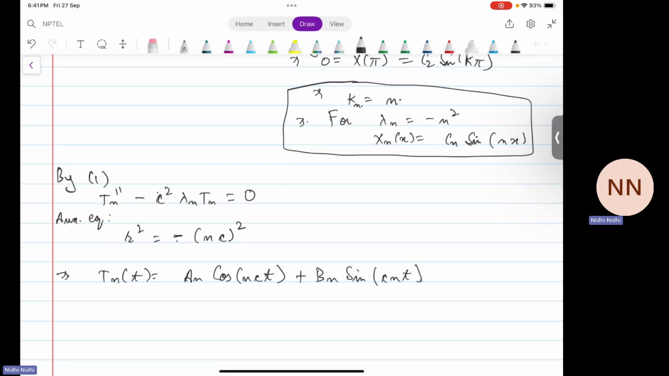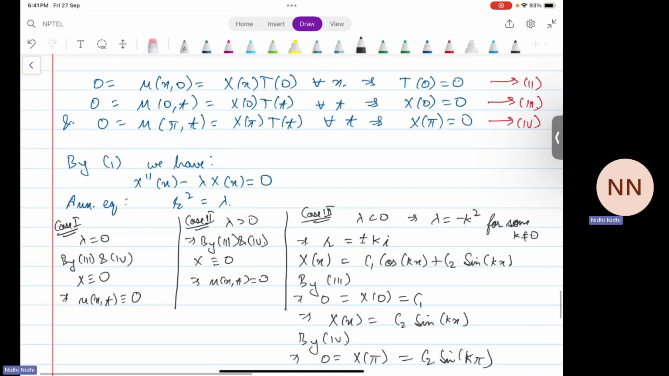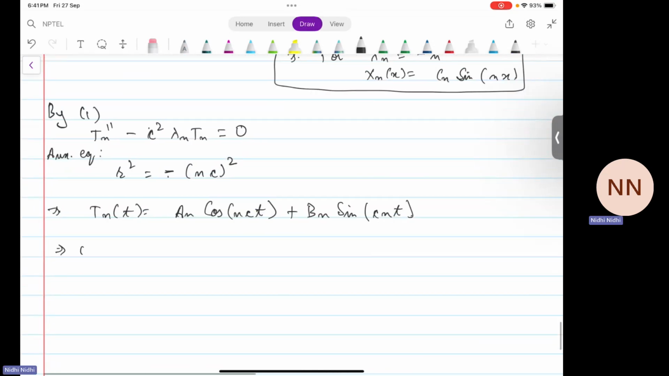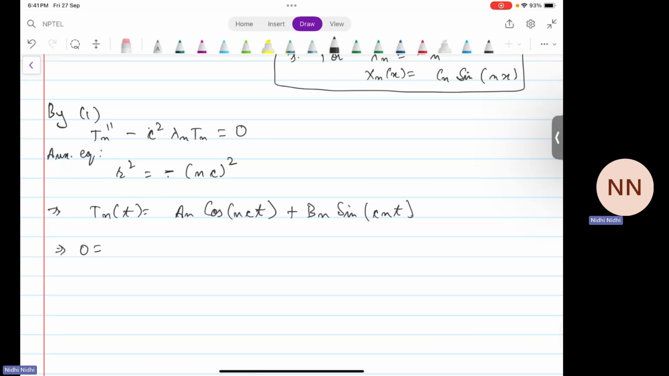So we have one initial condition for t as well. T(0) is 0. This gives us 0 is equal to T(0), which is equal to, since cos 0 is 1 and sin 0 is 0, a_n equals to 0 for every n. This gives us T_n(t) is just B_n sin nct.